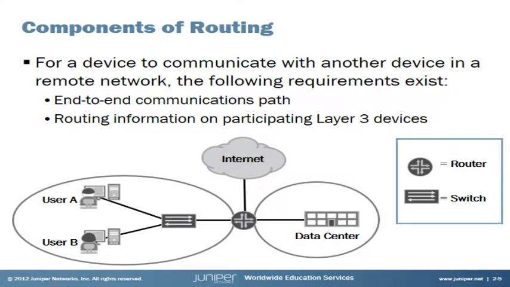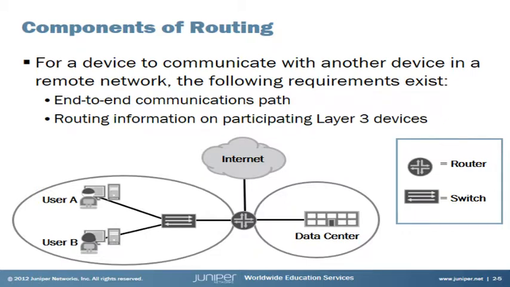So what do we need? For a device to communicate with another device in a remote network, we need two things. We need an actual end-to-end communications path. So we need the physical path to be there. We need to have a cable of some kind or a wireless connection of some kind in place between those two points. And the other thing we need is routing information on the participating layer 3 devices.